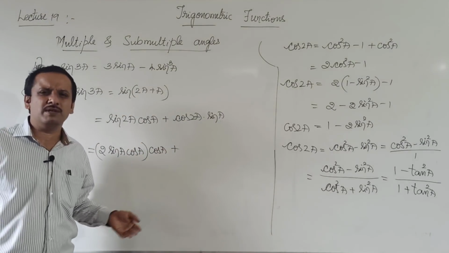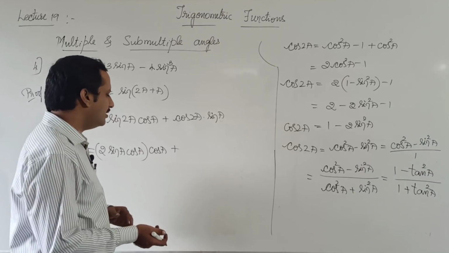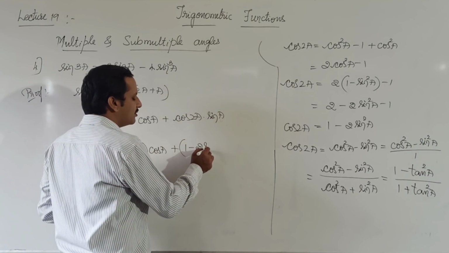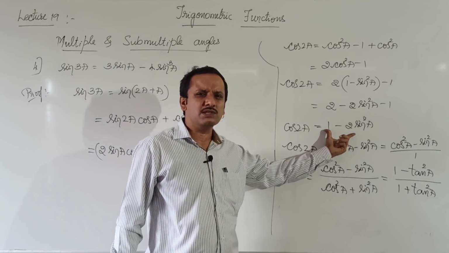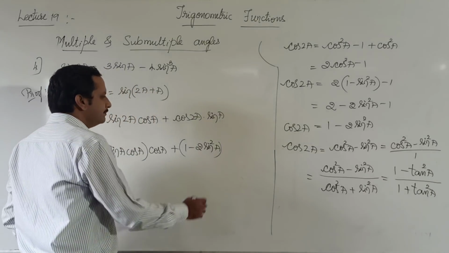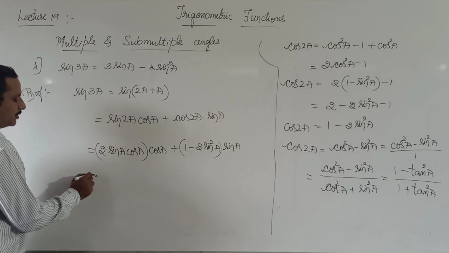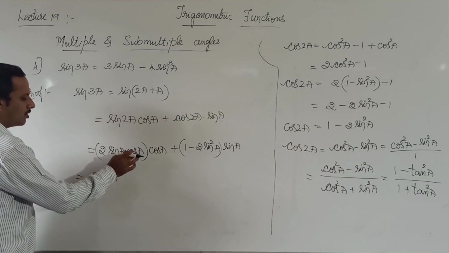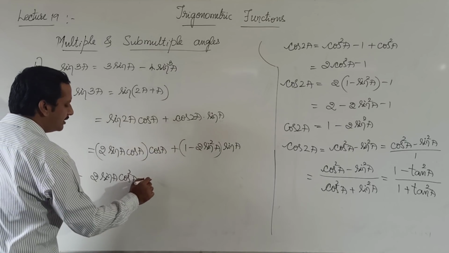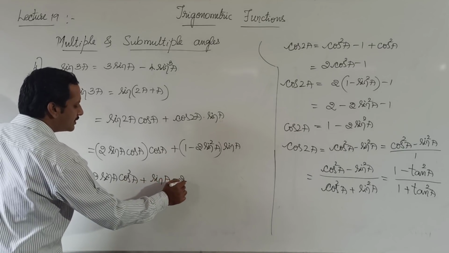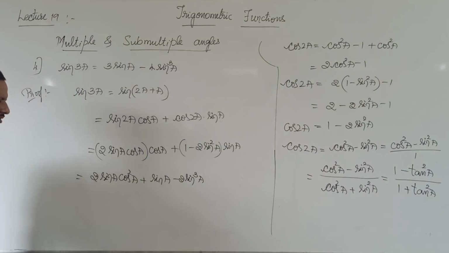For cos 2a we have several formulas. Cos 2a is equal to cos square a minus sin square a, that's equal to 1 minus 2 sin square a, or 2 cos square a minus 1, etc. But I prefer 1 minus 2 sin square a. Already we have proved that cos 2a is equal to 1 minus 2 sin square a. That I am writing here into sin a. This is equal to 2 sin a into cos a into cos a, that will become cos square a, plus, bring it inside, sin a minus 2 sin cube a. 2 sin square a into sin a will become 2 sin cube a.